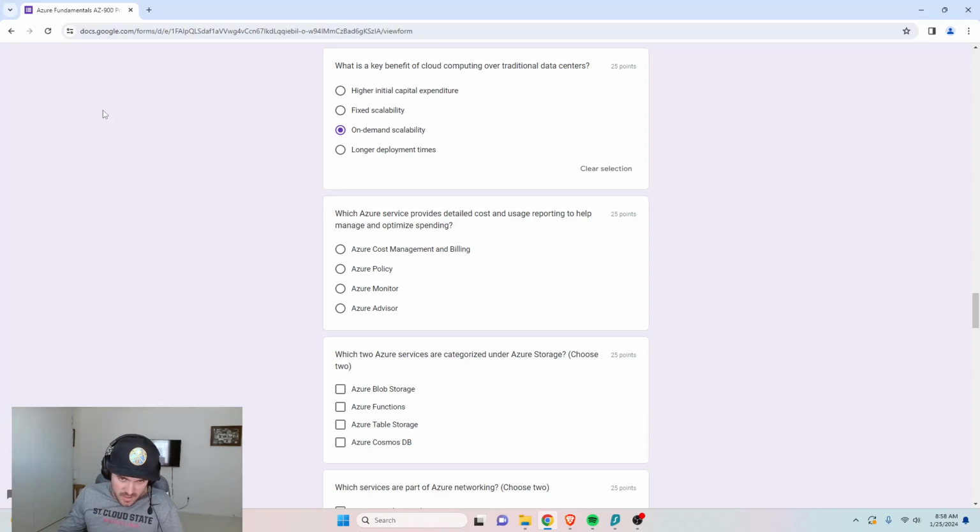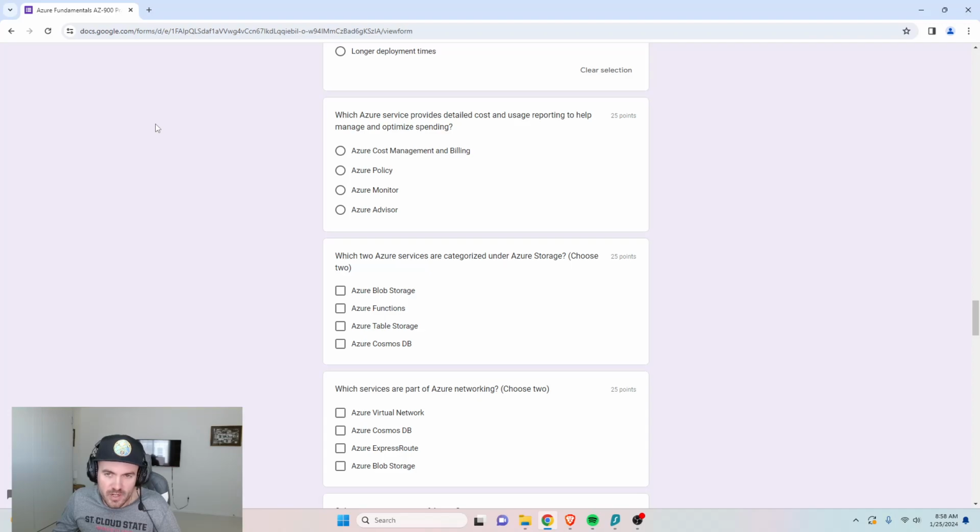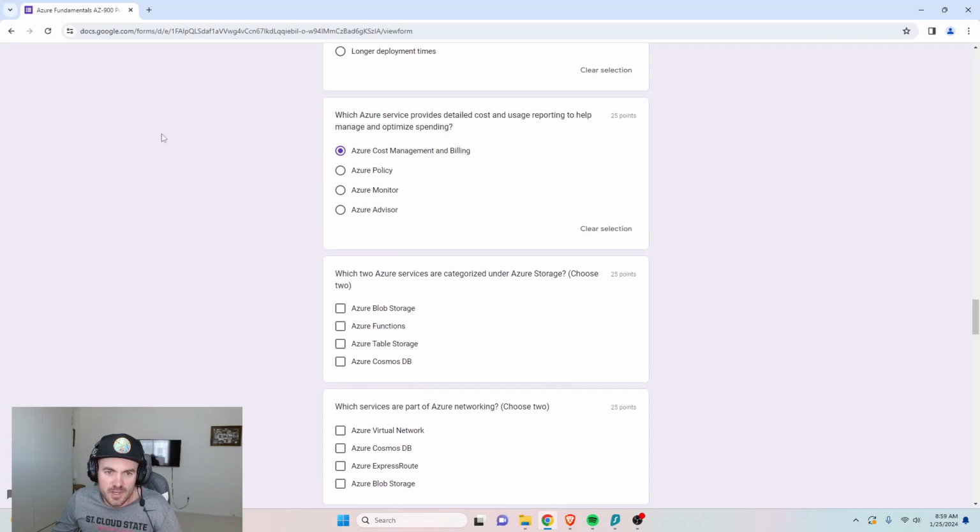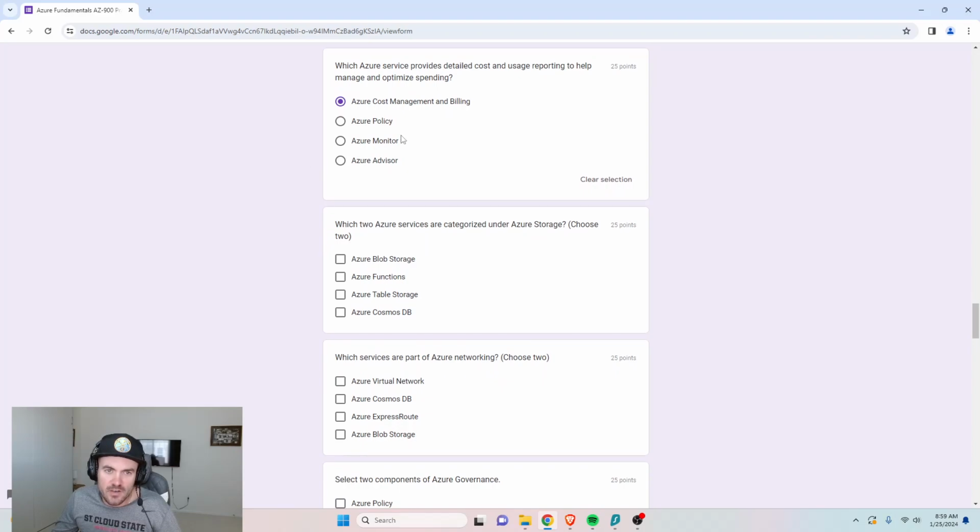All right, which Azure service provides detailed cost and usage reporting to help manage and optimize spending? We had a pretty similar question to this earlier. Again, you just want to know what the main service for Azure is in regards to managing your costs and your spending. And for us, that's going to be Cost Management and Billing. Okay. You could argue that Advisor is part of this umbrella because one of the categories that it advises you on does relate to cost, but again, if we're looking for specific detailed cost and usage reporting, we're going to want Cost Management and Billing.